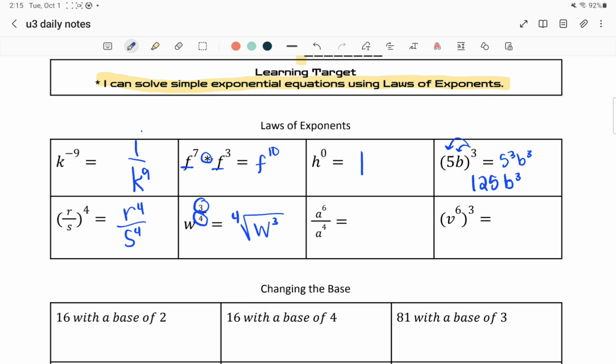Okay. A to the 6th over a to the 4th, that's the quotient rule on your page. What ends up happening is we subtract the 6 and the 4. So a to the 6th over a to the 4 becomes a to the 6 minus 4 is 2. V to the 6th power to the 3rd power. This is your power of a power rule. And when we have this with parentheses like so, what I do is I multiply the exponents together. So v to the 6 times 3 is the 18th power. Those are all your laws of exponents.